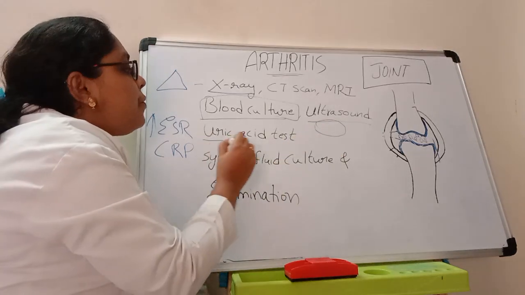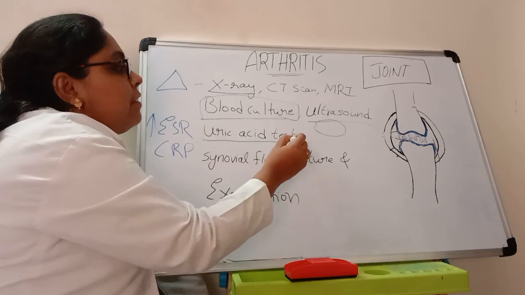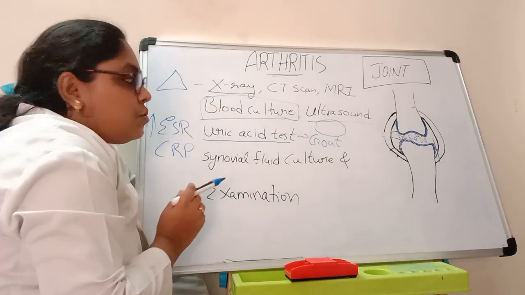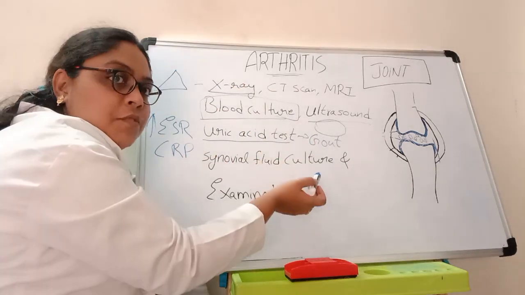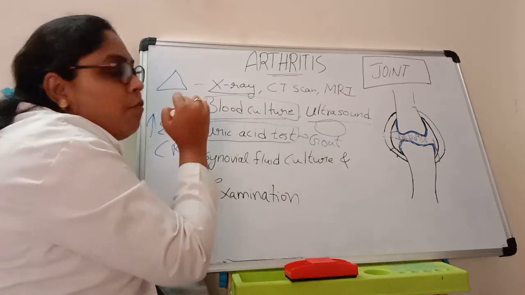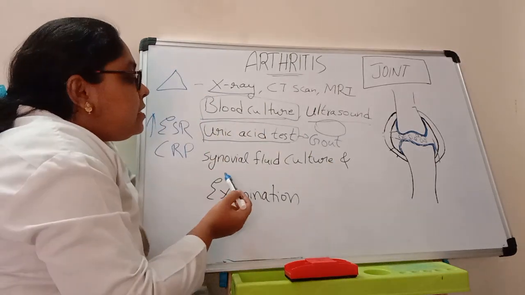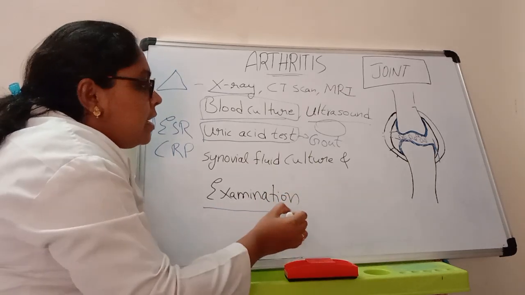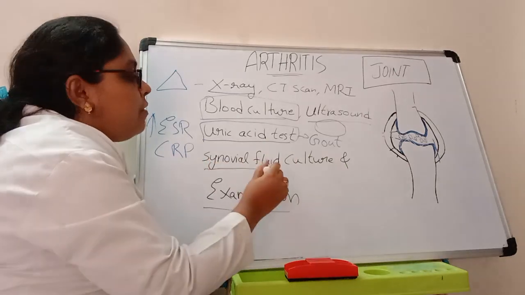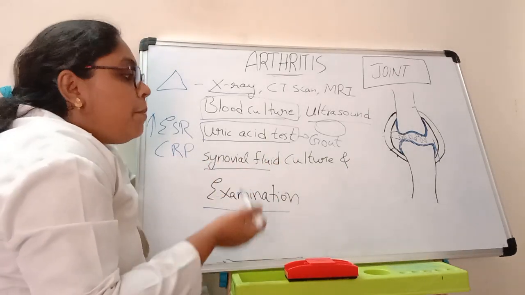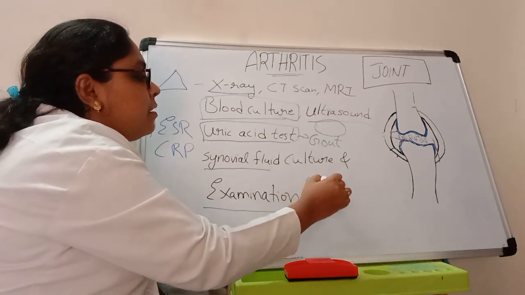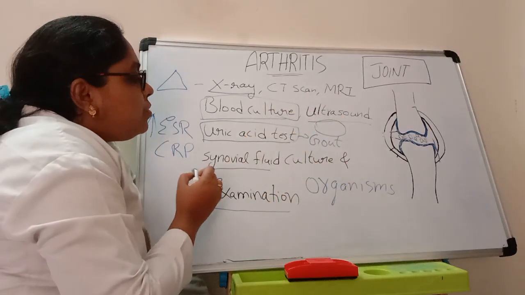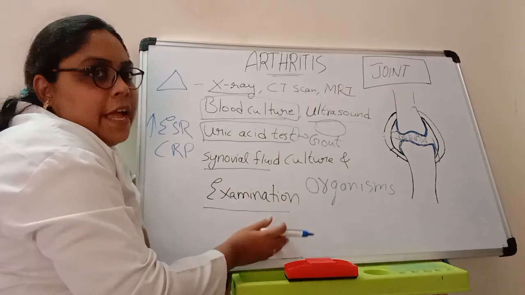And next one is uric acid test. It is useful to find out gout arthritis. When there are high levels of uric acid, it is helpful to find out gout arthritis. And next is synovial fluid culture and examination. When you take the synovial fluid for examination, it is helpful to find out the presence of organisms. The presence of organisms can be found through synovial fluid culture and examination.